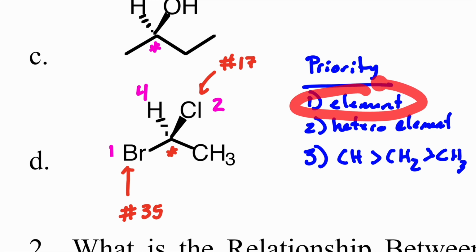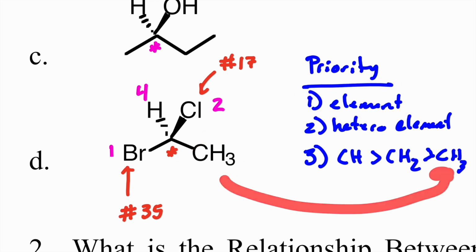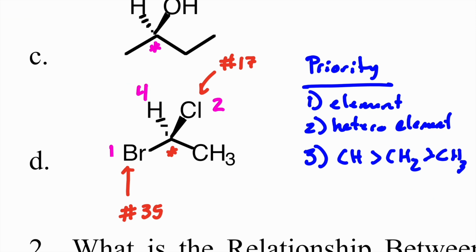Why? Because these are both elements. Finally, this one is just a carbon. It is sitting right here, but this is already the 4 because that's the lowest priority, and the other ones are elements, so this gets a 3.